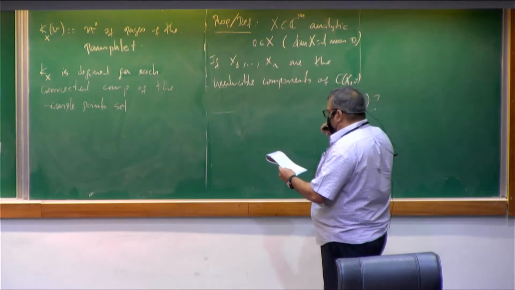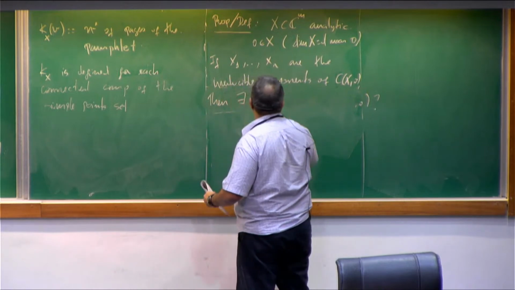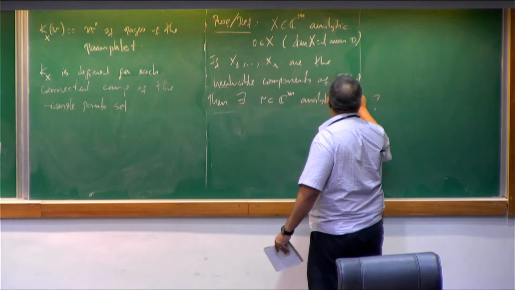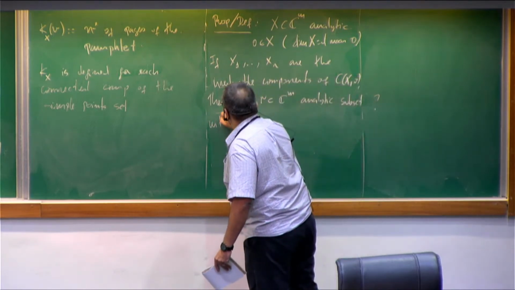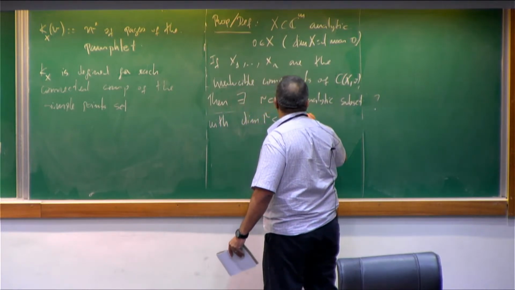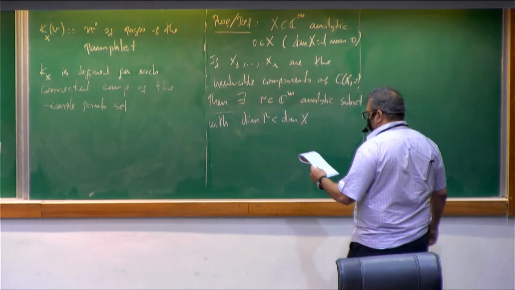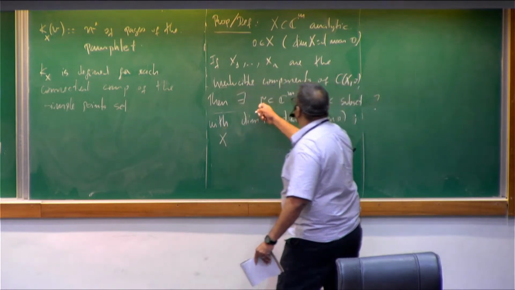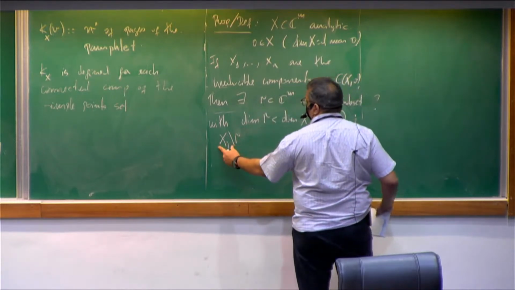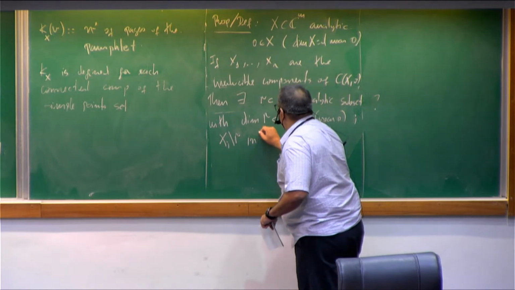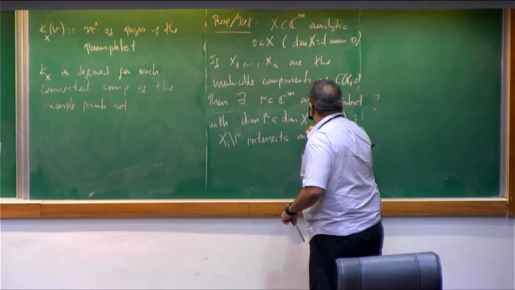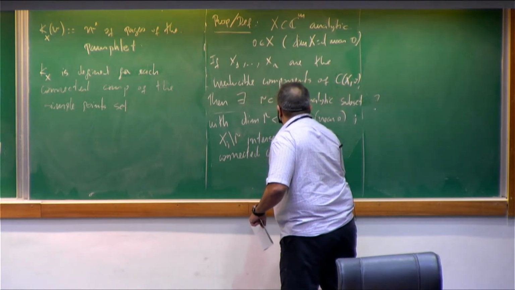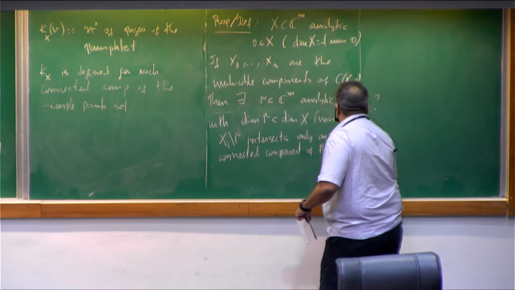So then there exists an analytic subset with dimension less than the dimension of X, at least near 0, such that when you remove it, each irreducible component intersects only one connected component of the simple point set.